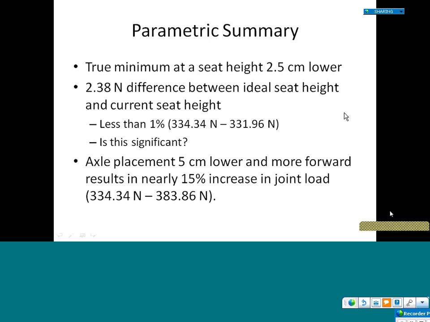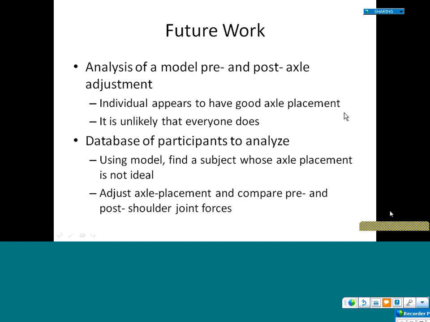And that is what needs to be investigated in the future. The next step is to find a subject whose seat placement is not ideal, and then run a parametric study to determine how their seat should be moved. After that, we would want to move their seat and then bring them in to retest them and see the model's results. See if actually the suggested axle placement, once they were re-outfitted with EMG and kinetics and kinematics and reset into the model, if that new seating placement did or did not create minimal shoulder joint forces.